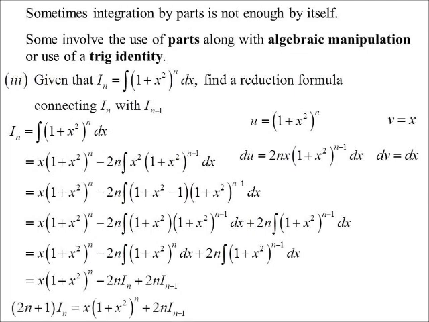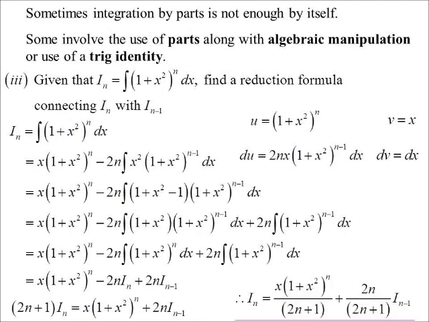Now all I've got to do is make I_n the subject of this formula. So I've got minus 2n I_n on the right hand side. If I move that to the left, I've got (2n plus 1) I_n. Divide both sides by 2n plus 1 and I have a formula. So watch out for those algebraic manipulation ones. If you see something like x squared, or one of the terms there, and all that differs is a number, then hey, hang on a sec, I might be able to do an algebraic manipulation.